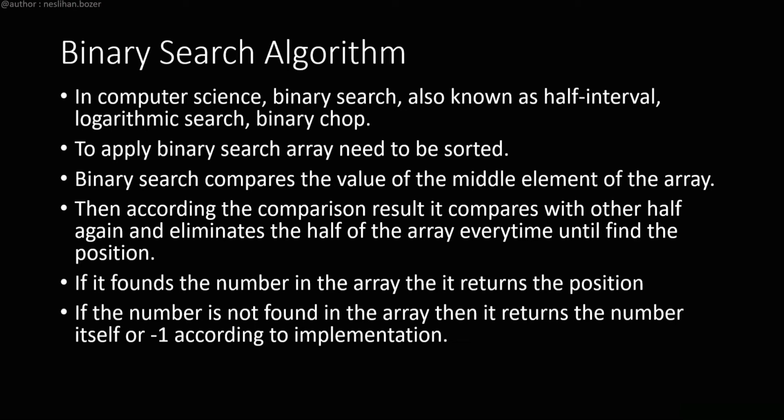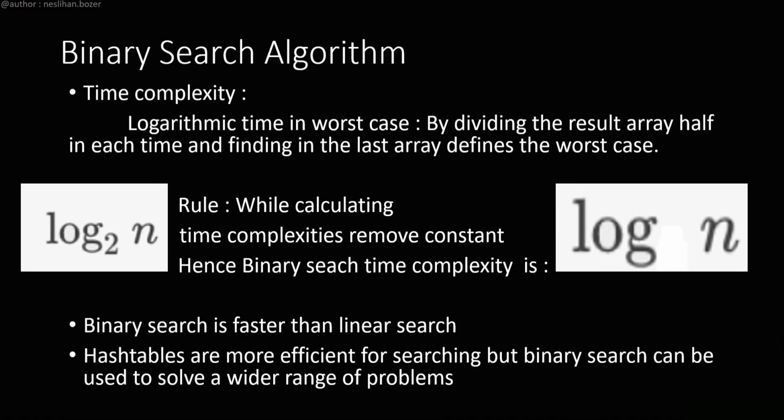If it finds the number in the array, then it returns the number, or if it couldn't find it, it returns -1 according to implementation. Time complexity for binary search is log n, which is originally log base 2 of n. The 2 defines that we are dividing the array by 2 every time. And because while calculating time complexities we remove constants, we end up with log n as the time complexity. Binary search is faster than linear search, and also hash tables are more efficient for searching, but binary search can be used to solve a wider range of problems.